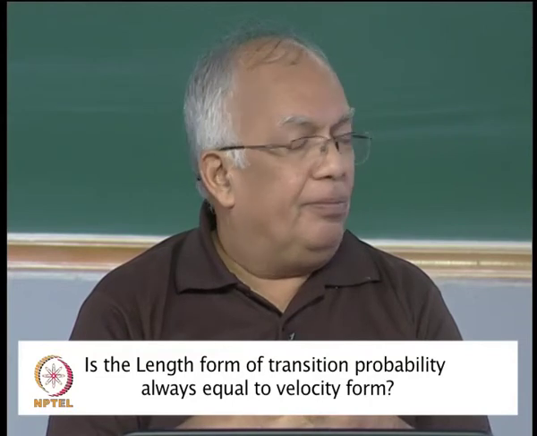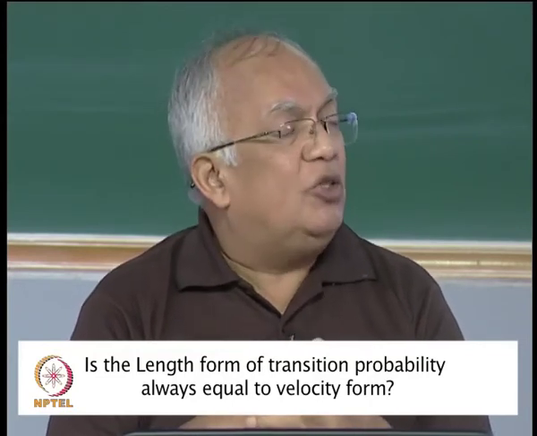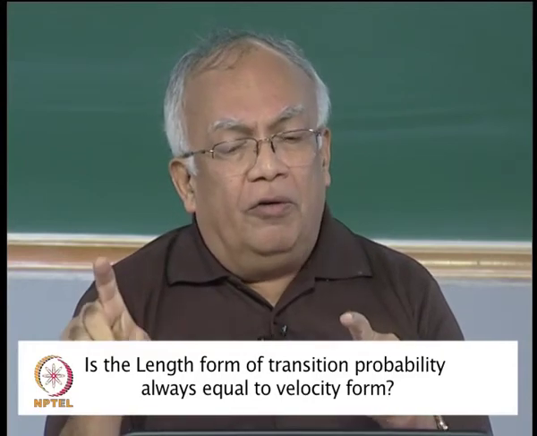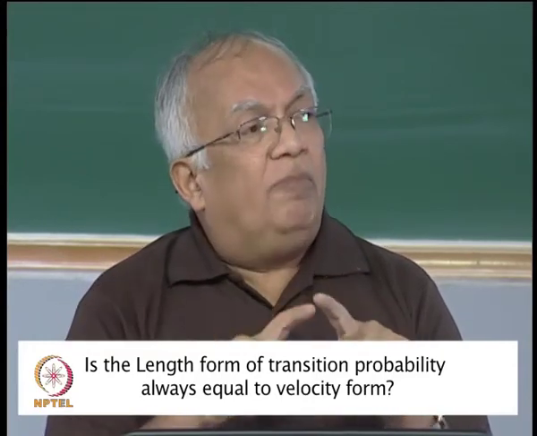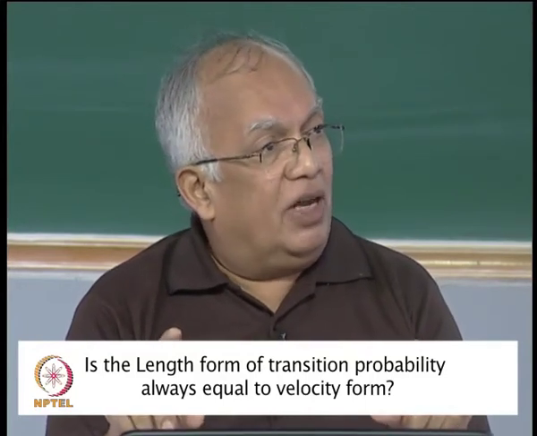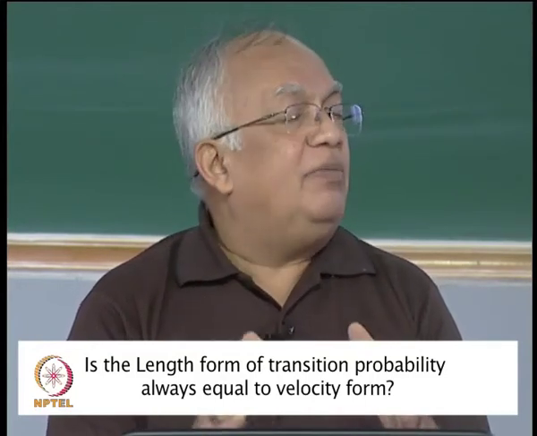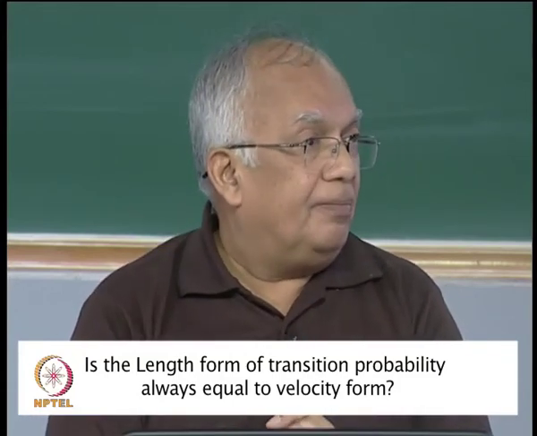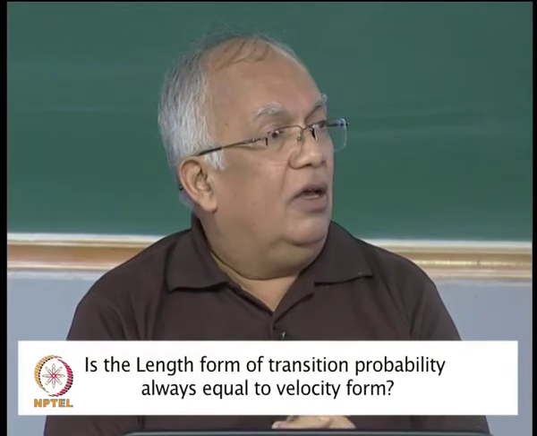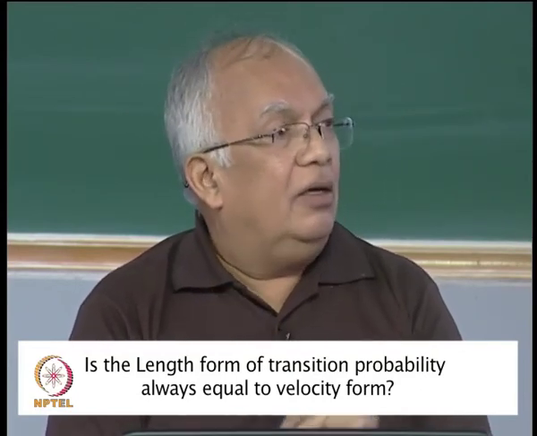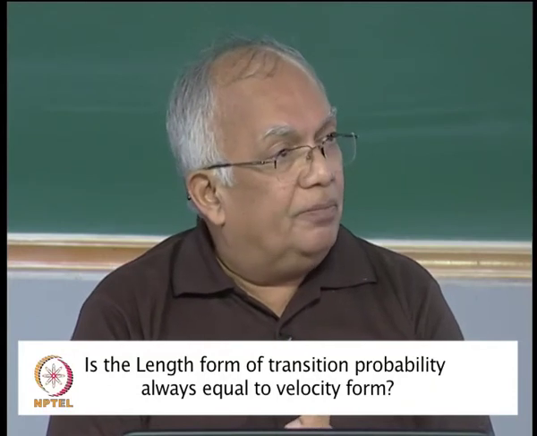There are some other situations also, like when you do many body theory. If you do a complete many body theory using the random phase approximation, for example, you do get an equivalence between the length form and the velocity form, but that is for a different reason. It is not because the potential is local. So there are some other situations also.